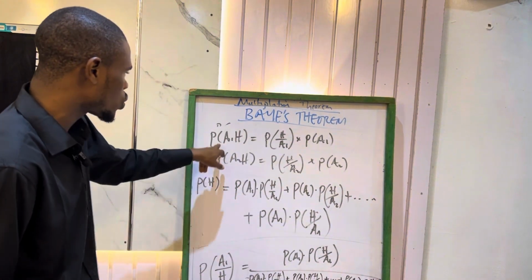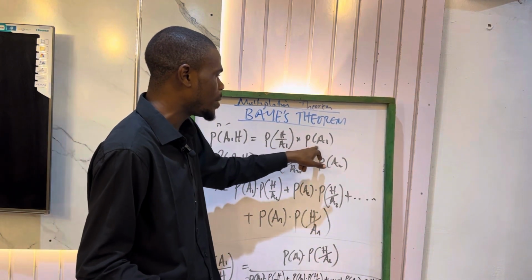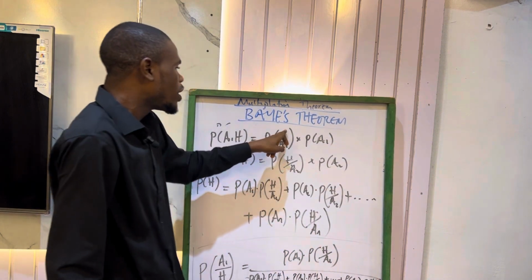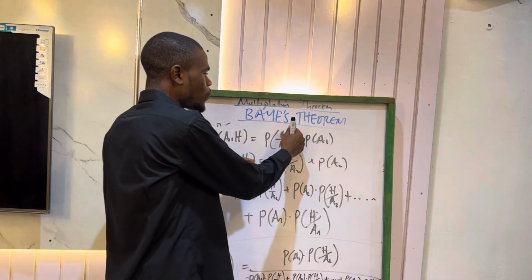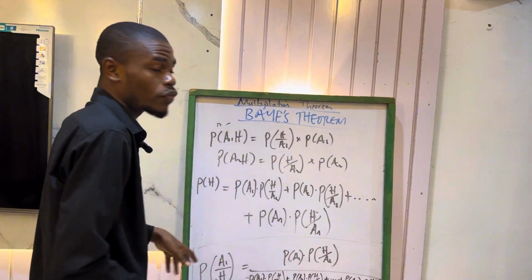In expressing it out, P(A1∩H) is equal to P(H given A1) multiplied by P(A1). I told you that the one at the bottom must surface as the next one. So what this simply means is the probability of H occurring depending on A1. The same thing goes for A2, and the same thing goes for An.